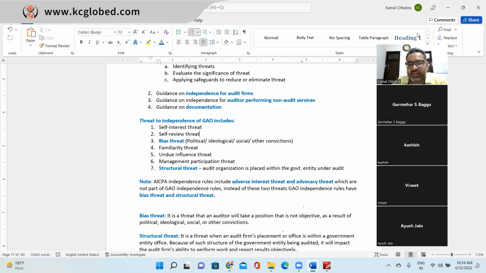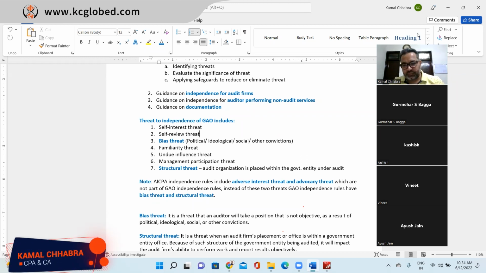Yes, sir. Why is this biasness threat in GAO and not in the AICPA independence rules? Because, sir, it is related to the government. Those are government entities. Absolutely true, because it relates to government and not-for-profit organizations.